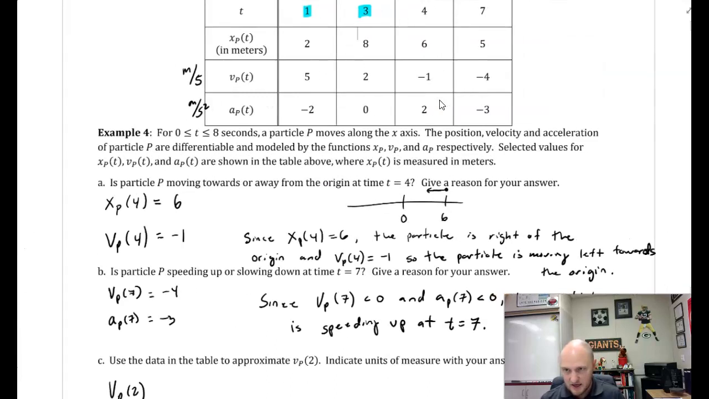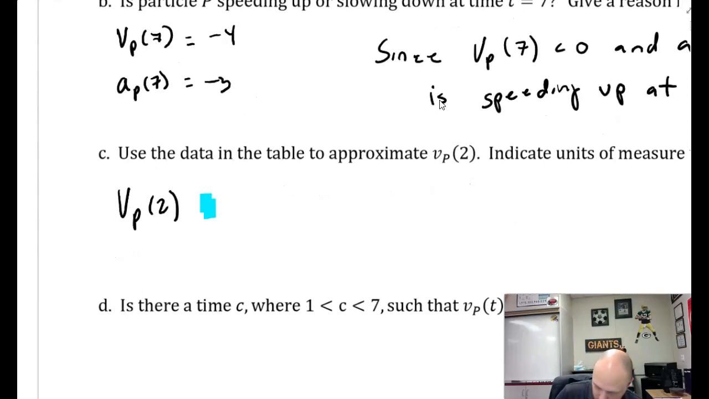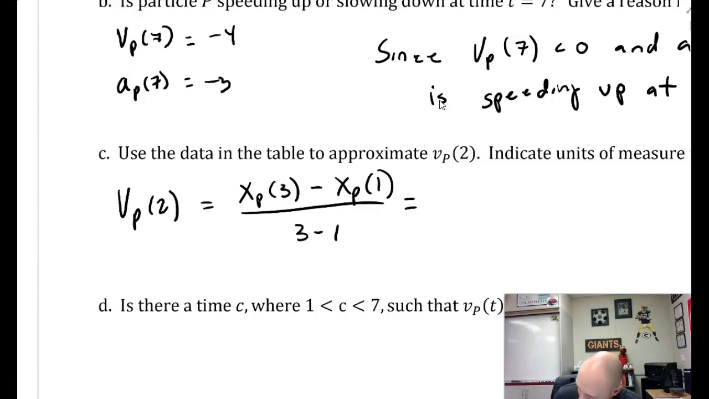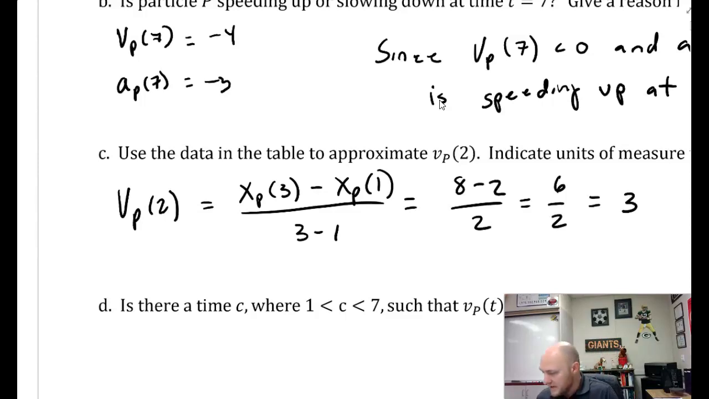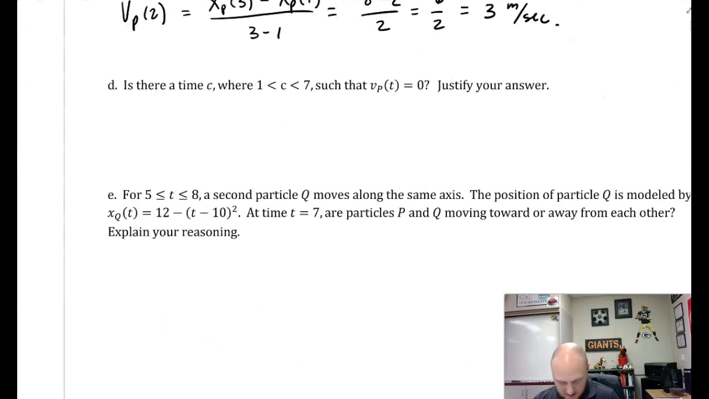So I'm going to go ahead and calculate this. So we get x sub p of 3 minus x sub p of 1 over 2. That's what I'm doing, which gives us 8 minus 2, which is 6 over 2, which is equal to 3. And our units are going to be in meters per second. Okay, all right. D.